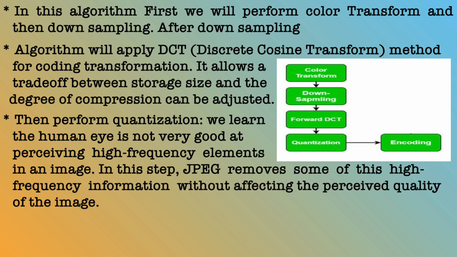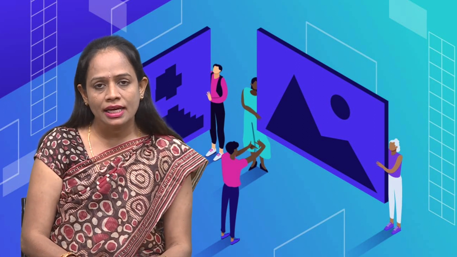When performing the quantization, we learn that the human eye is not very good at perceiving high frequency elements in an image. In this step, JPEG removes the high frequency information without affecting the perceived quality of the image. The final step is entropy encoding. It uses RLE and Huffman encoding techniques to compress the files. These two techniques were already discussed in detail in my previous video lecture on the different techniques for image compression. So, let us understand the JPEG encoding process in detail.